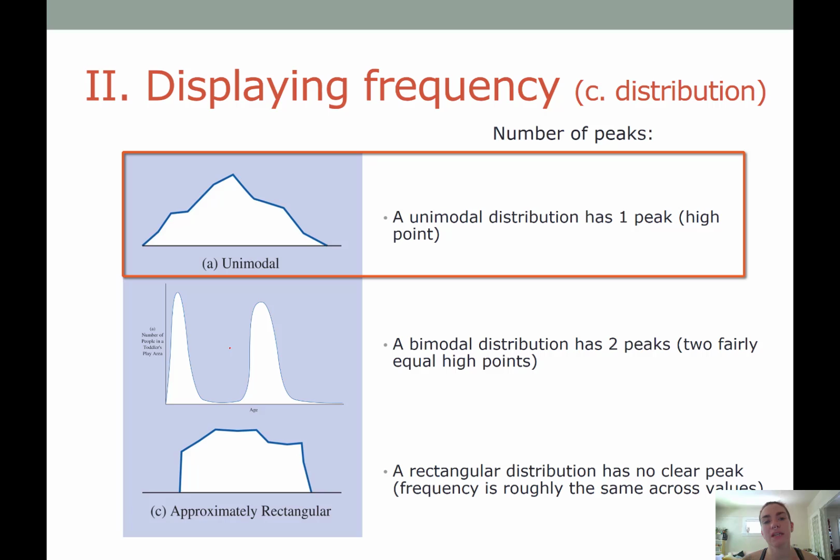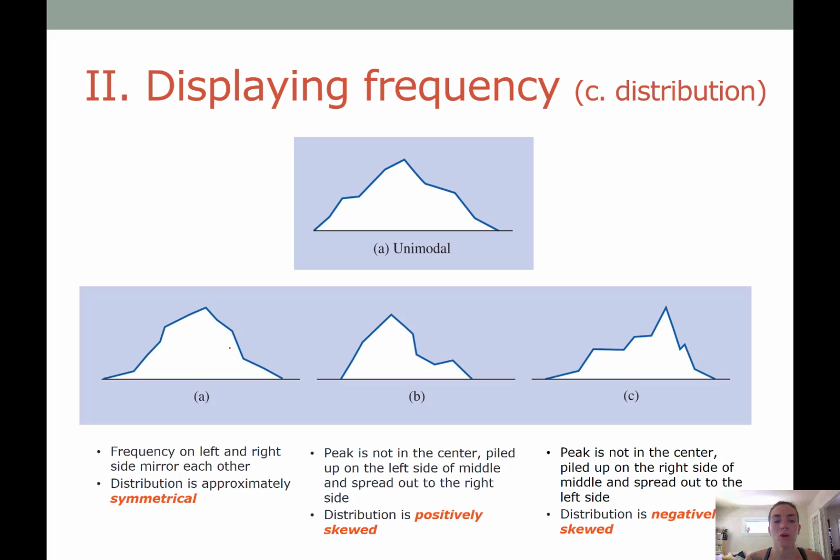Most of the data that we handle in psychology is unimodal, and the statistical tests that you'll learn about actually require that the data are unimodally distributed. Okay. So let's talk a little bit more about other terminology that we could use to describe unimodal distributions. After we determine that a distribution is unimodal, we can further describe it using these other terms.